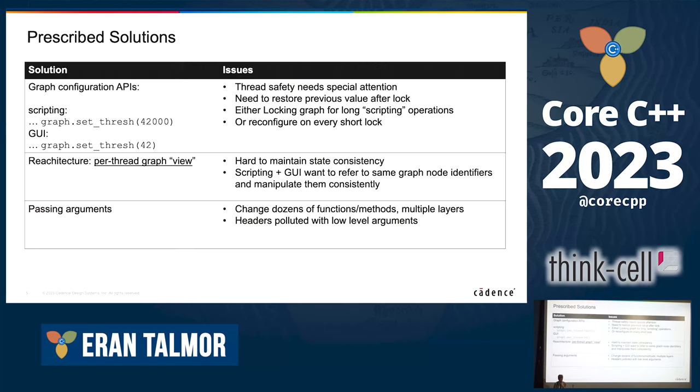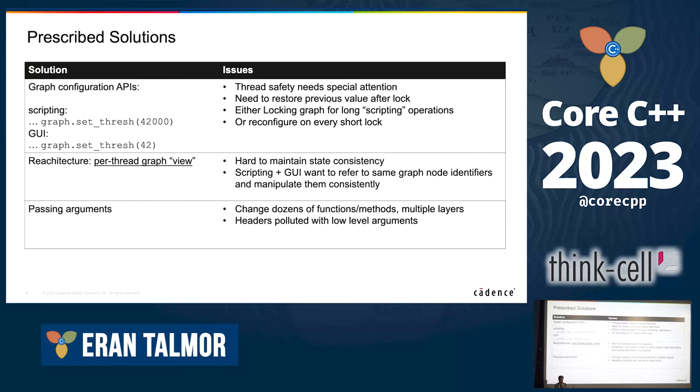Okay, and the problem obviously is how do you lock it, how do you maintain the state? So there are prescribed solutions. One of them is to configure the graph data structure directly with some APIs, but then you have to make sure that it's thread safe, you maintain the state, you set and reset it correctly. Another, more sophisticated way is doing a view of the underlying model for each thread, but then you need to synchronize them, so it's harder to maintain and more complex.